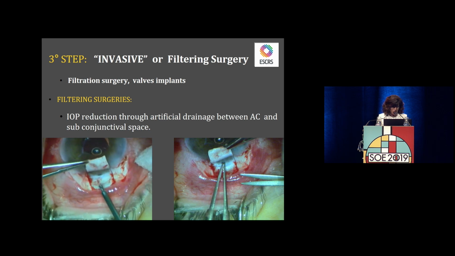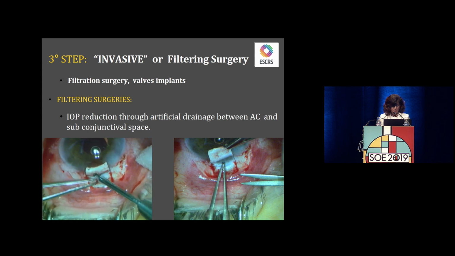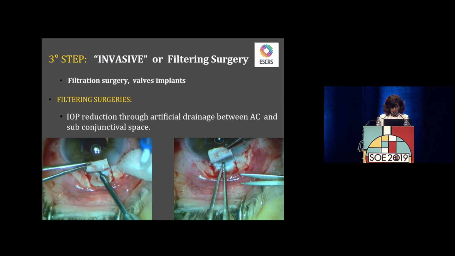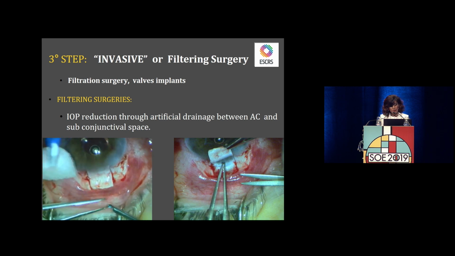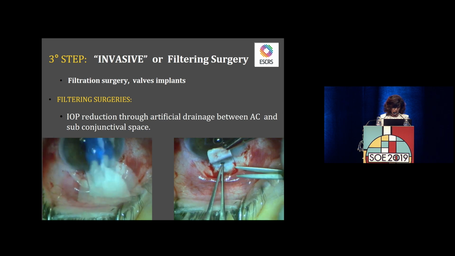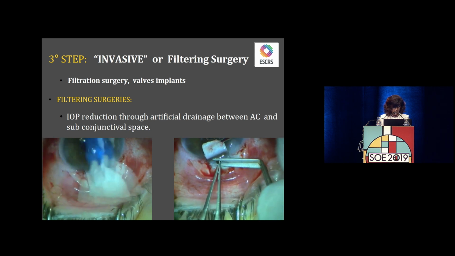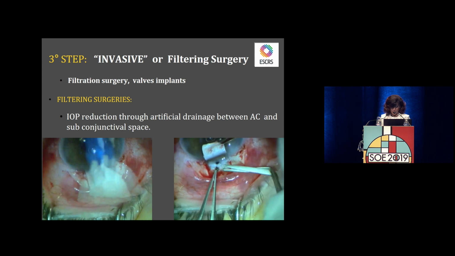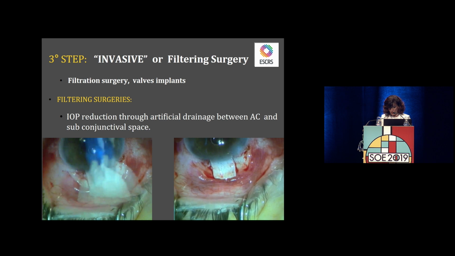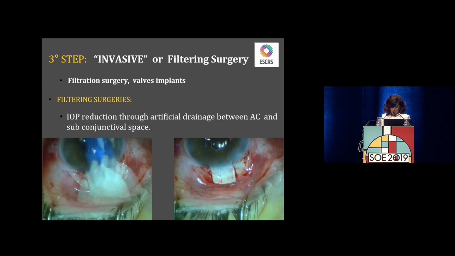Filtering, I don't like to implant valves, but if I am obliged to, I use this technique. This is filtering trabeculectomy surgery. This is a mini-invasive trabeculectomy surgery because the hole is 1.5 millimeters, but it's a classical trabeculectomy. This should be applied also if you first approach with MIGS.